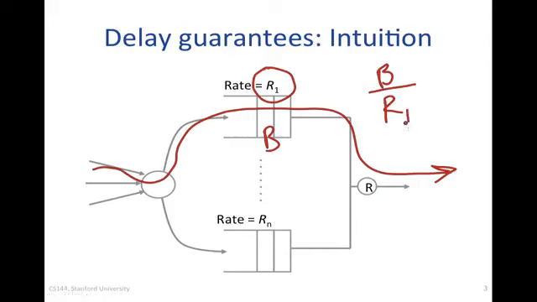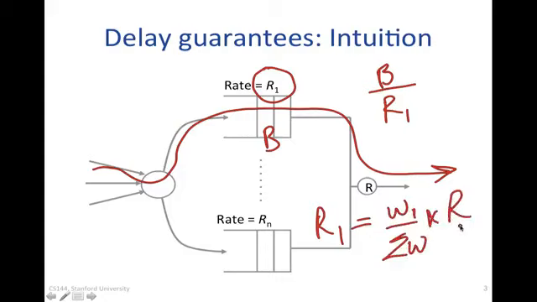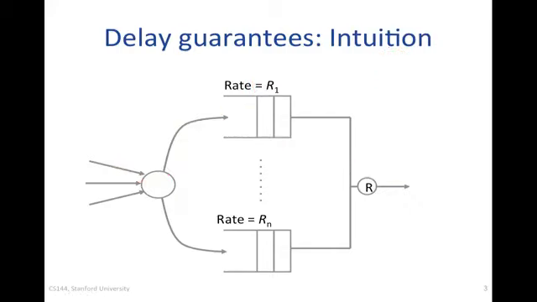Remember that R1 equals the weight that I was going to give to that first one divided by the sum of all the weights times R. So I can control R1, I can pick a B, therefore I can pick the delay through the router. How do I actually do this in practice? Let's take a look at that.